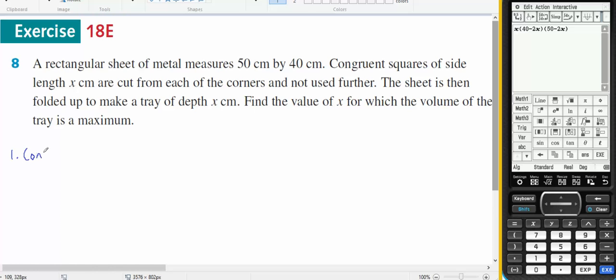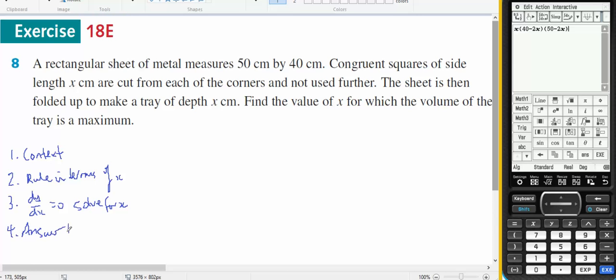understand the context. Draw a picture, draw some diagrams, get some situation to understand what's happening. 2, write a rule in terms of x or one variable. 3, take dy dx, so take the derivative, set it equal to 0, solve for x. And then 4, answer the question. So go back to the context and work out what's actually being asked.